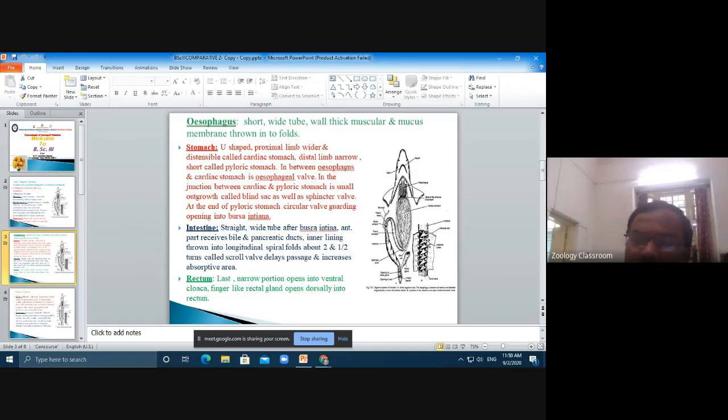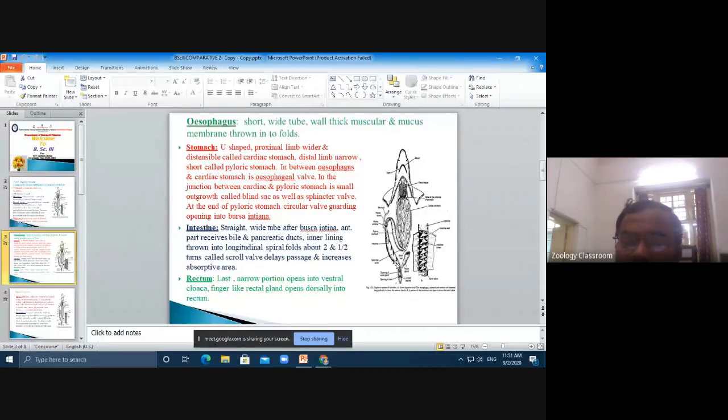And the second function of the scroll wall is that it increases the absorptive surface area. So these two functions are carried out by the scroll wall. The first one, it delays the passage of food, and the second one, it increases the absorptive area.